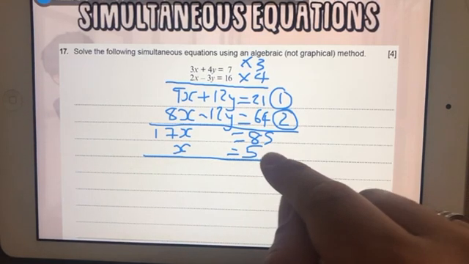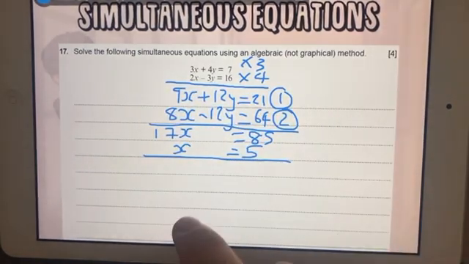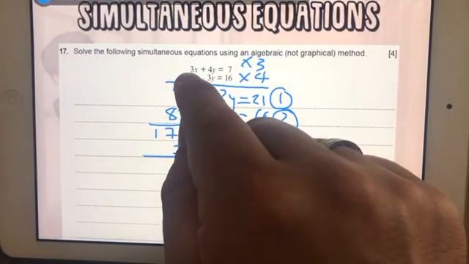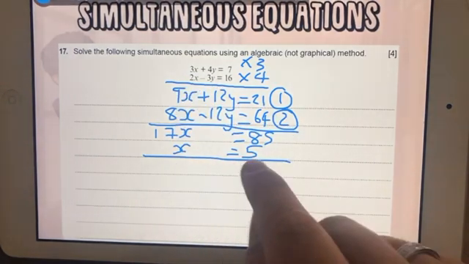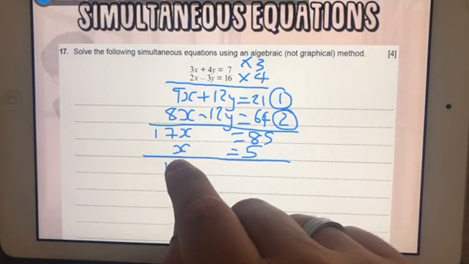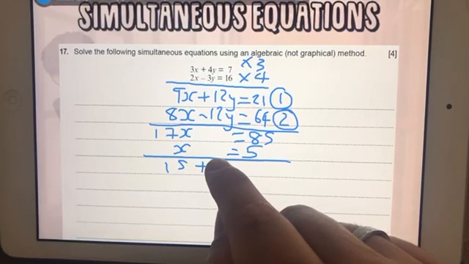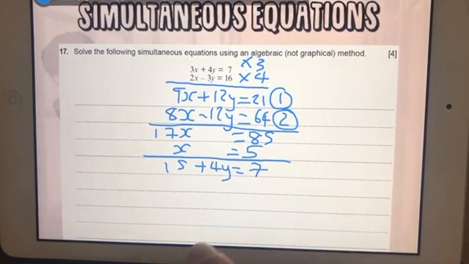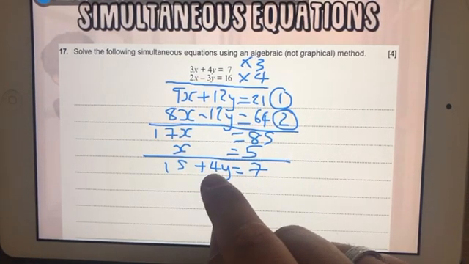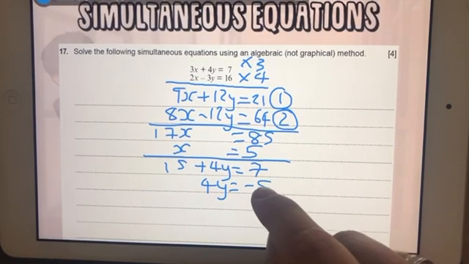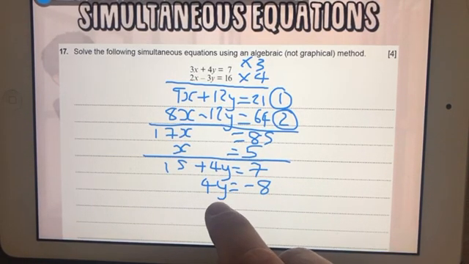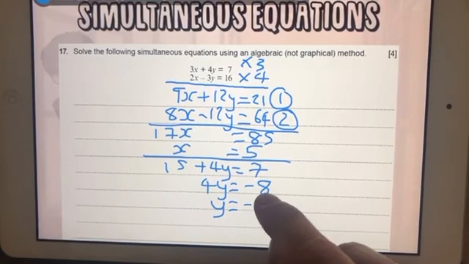Okay, x equals 5. Once I know x is 5, I'm going to put it in the top one. 3 times 5, so I'm going to substitute it back into there. Instead of doing 3x, I do 3 times 5, so 15 plus 4y equals 7. Take away 15 from both sides, you end up with 4y equals negative 8. 4y is negative 8, divided by 4, y equals minus 2.